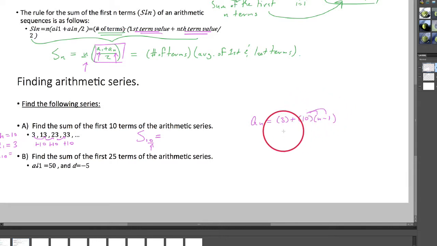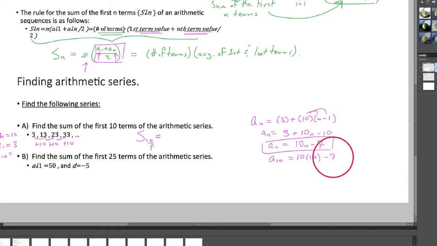And we've seen where if we simplify this, we get 3 plus 10n minus 10, we can distribute. And so we would say, generally speaking, the value of the nth term is 10n minus 7. So going back to what I need over here, I need the value of the 10th term. The value of the 10th term would be 10 times 10 minus 7, which is 100 minus 7, or 93. So I'm going to put that back over here as 93.